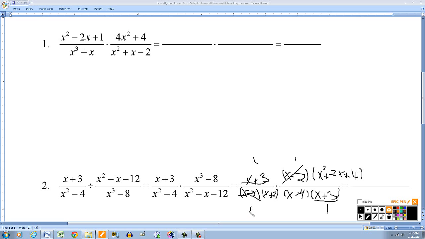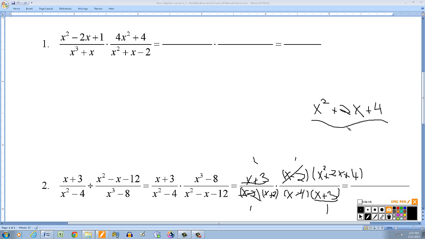Then let me put this over here on top. So in the numerator of the product, I just have 1 times 1 times this factor here. So that's just going to give me x squared plus 2x plus 4. And that x squared plus 2x plus 4 won't factor. Okay, that's as far as we can go with that one.